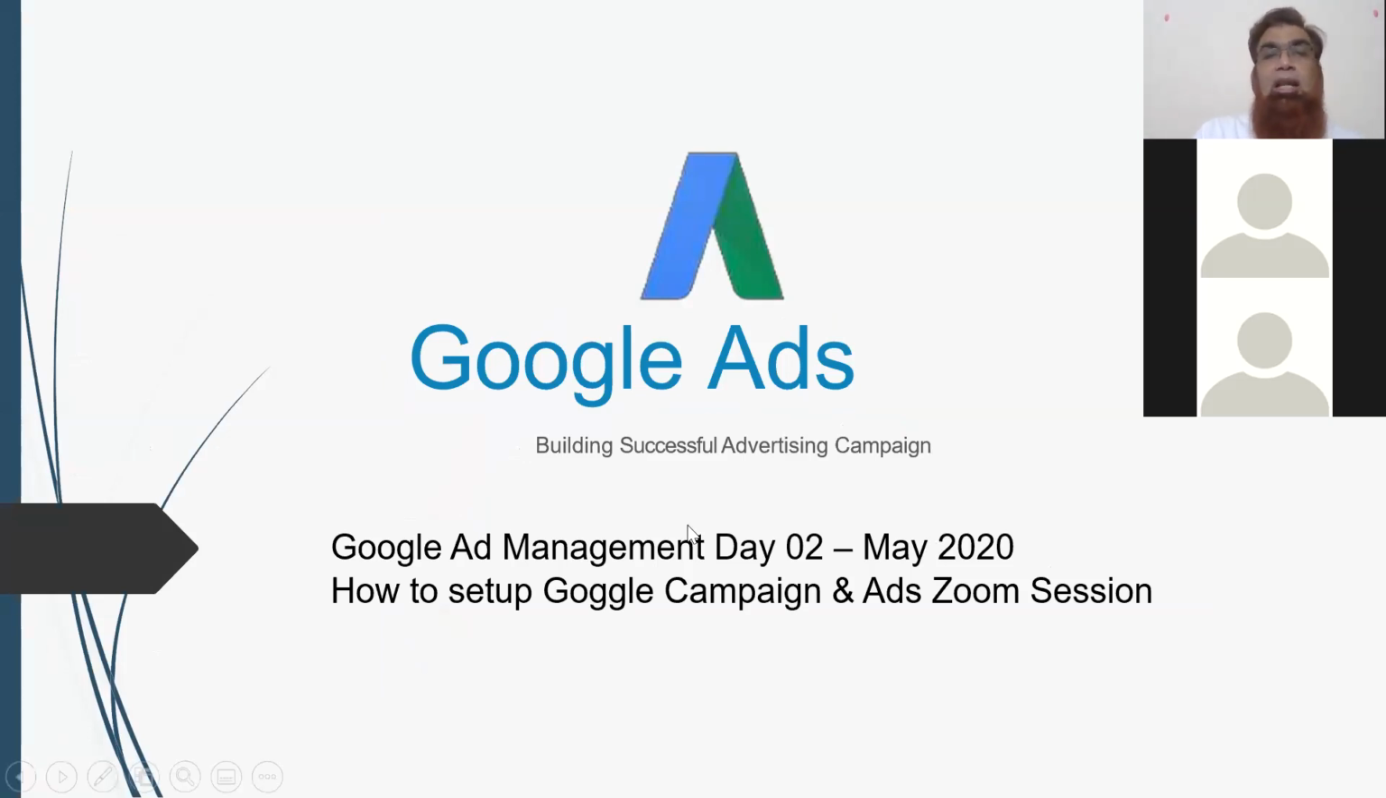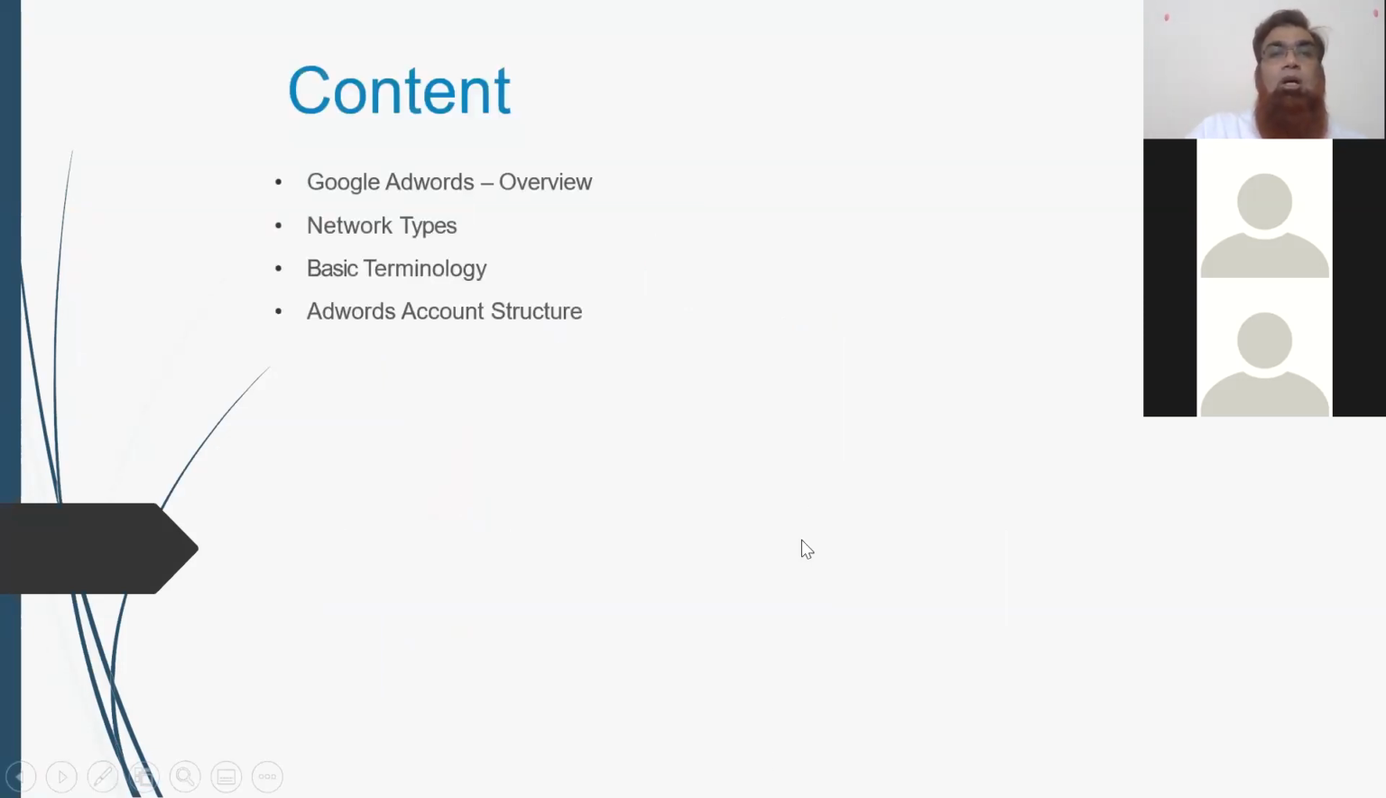Right, so Google Ads. This is what we will be discussing in the theoretical part. Once this is over, we'll go to the next level. If we see the Google AdWords overview, then network types, what are the various kinds of networks that Google has, and basic terminologies. That's what we'll be discussing over here.